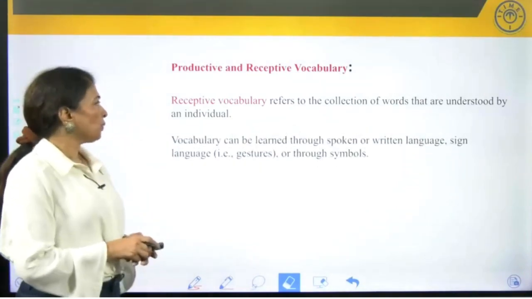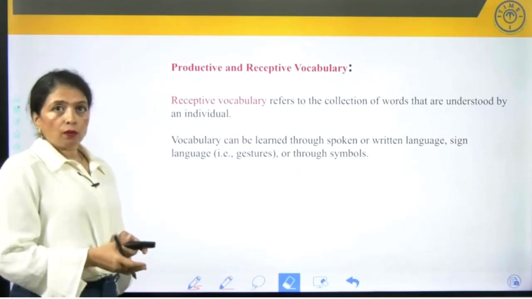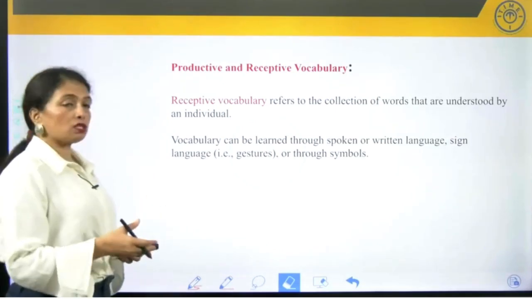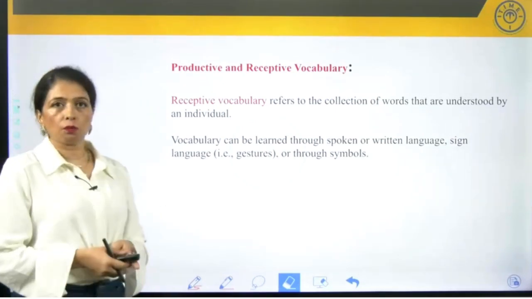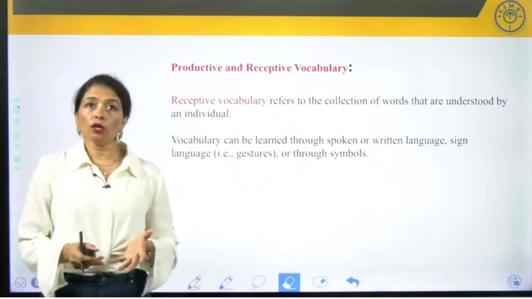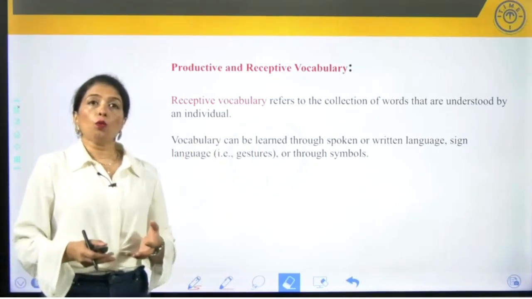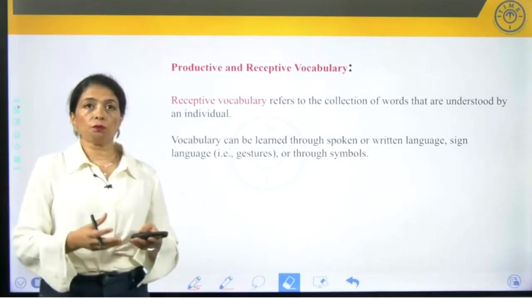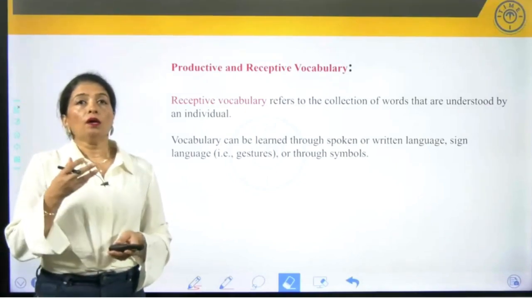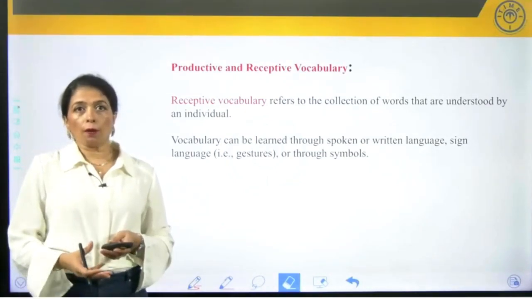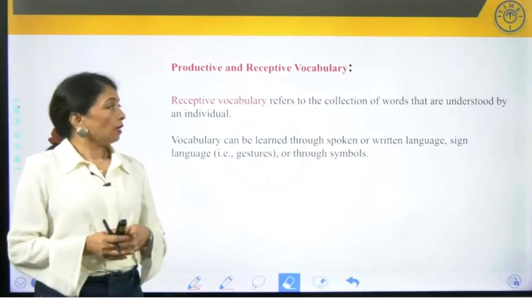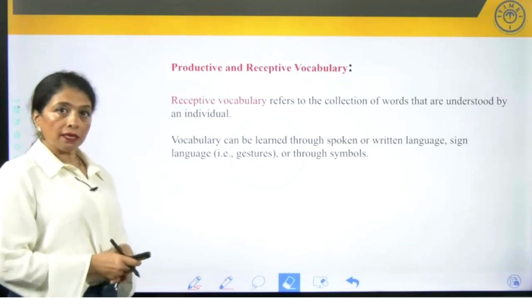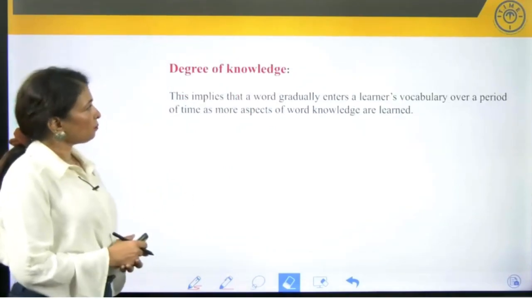So, what does this mean? It is that vocabulary that can be learned through spoken or written language, sign language, for example, gestures or through symbols. So, we have words all around us in different forms, and what vocabulary we imbibe, we take in from our surroundings, from the people with whom we interact, or in the environment that we grow up in. That set of words is what receptive vocabulary is about. Okay, so I hope you're clear with both of these terms.